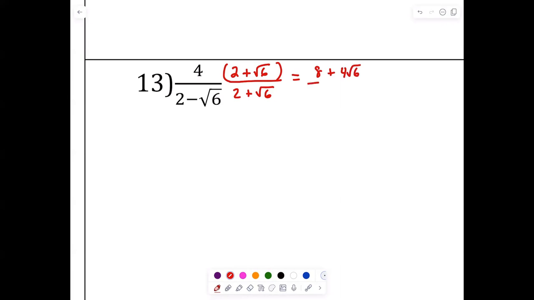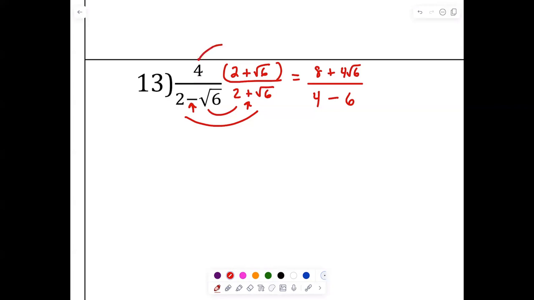Now, what happens to the middle term when you multiply the denominator? Cancels out. That is correct. So what's 2 times 2? 4. Is it plus or minus? Minus, because a negative times a positive is a negative. And square root of 6 times square root of 6 is what? 6. All right, good for you.